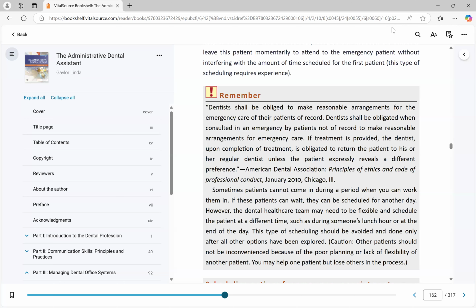Sometimes patients cannot come in during a period when you can work them in. If these patients can wait, they can be scheduled for another day. However, the dental healthcare team may need to be flexible and schedule the patient at a different time, such as during someone's lunch hour or at the end of the day. This type of scheduling should be avoided and done only after all other options have been explored.